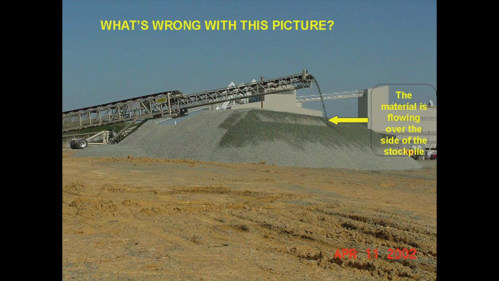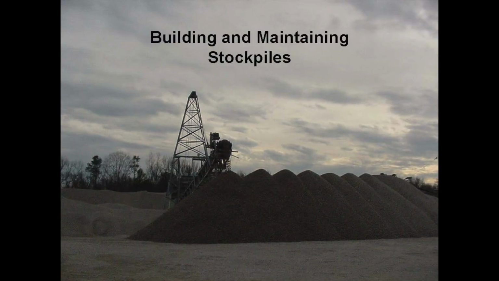What you want to do is go out a little bit and then work your way back in to prevent segregation. What they were doing was staying out ahead of the stockpile, creating segregation. So again, you can have great equipment out there, state-of-the-art conveyor there, but if you don't use it the right way, you create segregation. So let's talk about building and maintaining stockpiles.